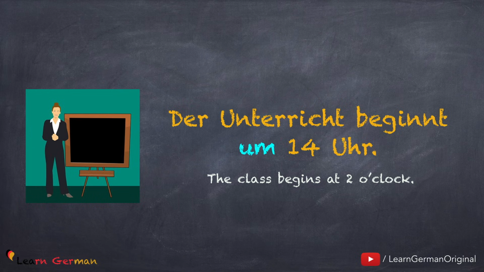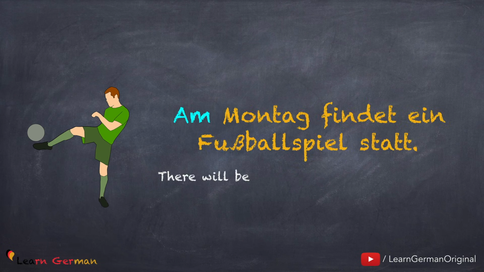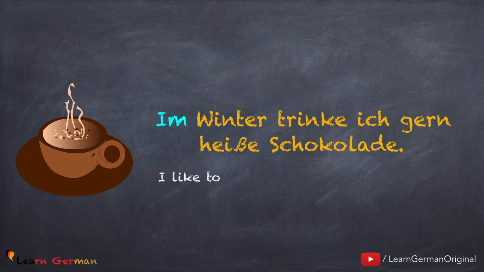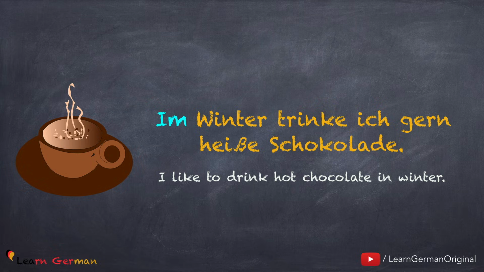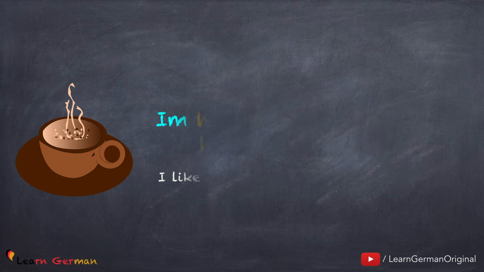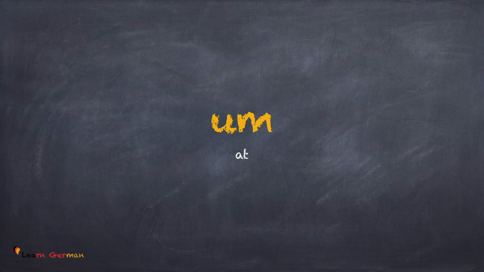Der Unterricht beginnt um 14 Uhr. The next one. Am Montag findet ein Fußballspiel statt. Im Winter trinke ich gern heiße Schokolade. Und du? Was trinkst du gern im Winter? As you must have noticed, all these prepositions have something to do with either time, or day, or season, or month, etc. Now let's learn when to use which preposition.